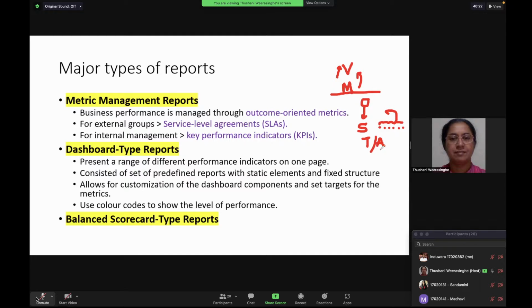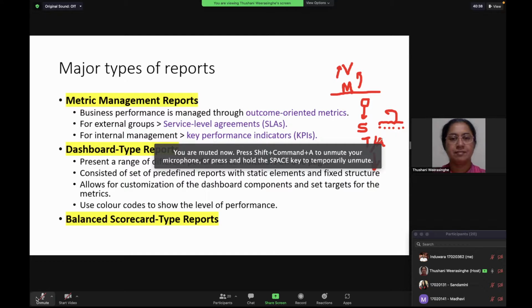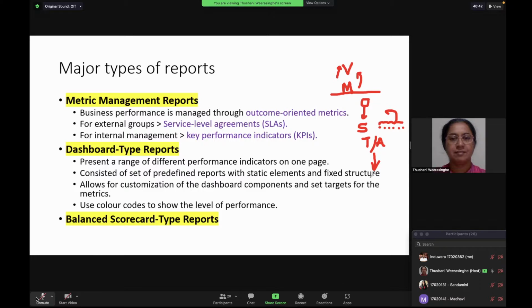Because you have the activities here, you will say, once you complete this activity, we will be able to achieve this objective. The outcome is this. So how do we measure that we have completed the activity or task? That is where you need to have some kind of performance indicators.